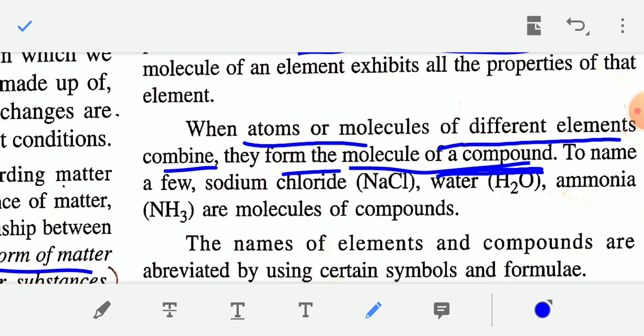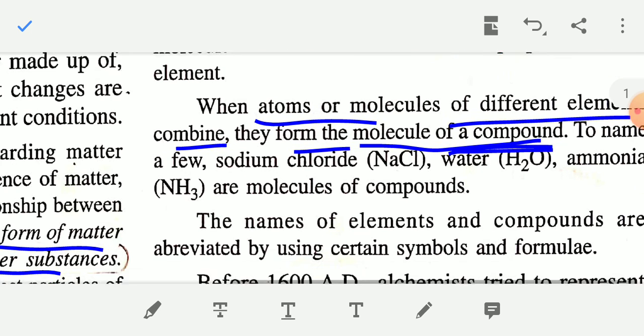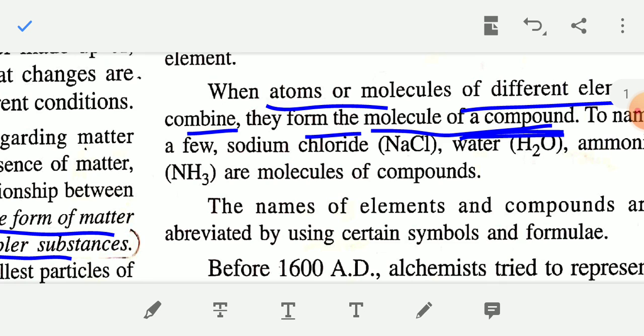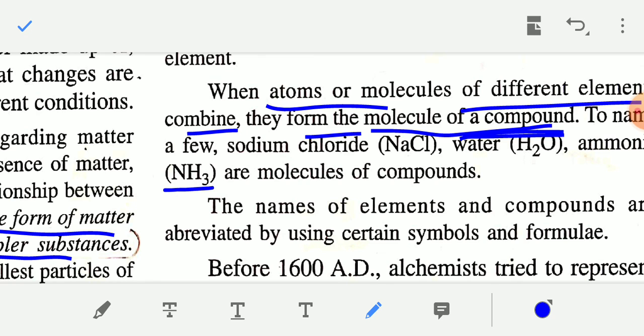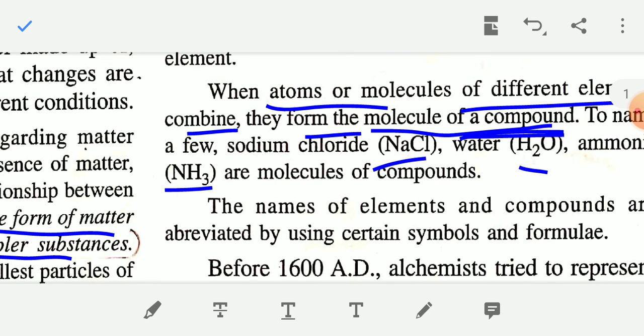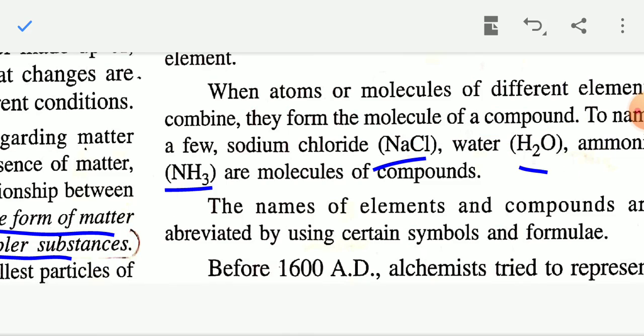Okay, for example, NaCl, sodium chloride, water, ammonia, these are molecules of compounds, because NaCl, water, that is H2O, and ammonia, that is NH3, all these molecules are formed by the combination of different elements. That's why these molecules are molecules of a compound.